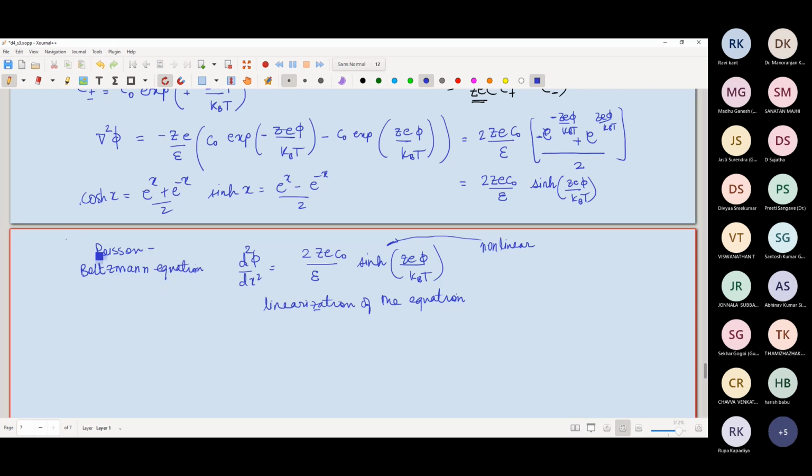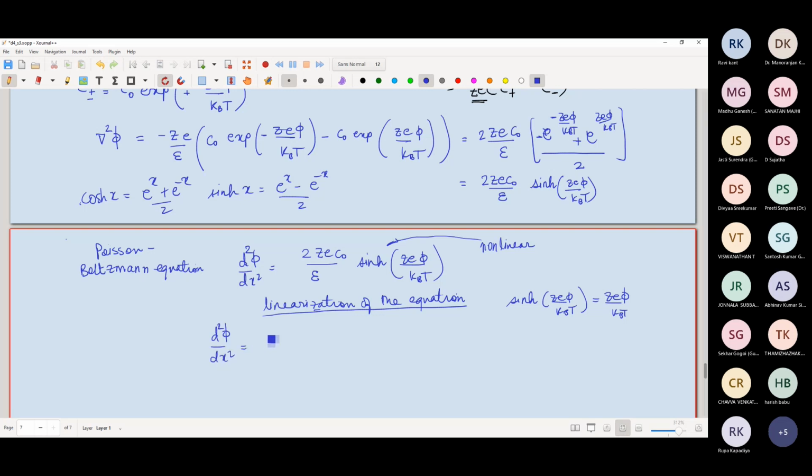So the Poisson Boltzmann equation is an equation which helps us to find out the distribution of potential in a medium in which there is a certain ion density. So after we linearize, let us linearize. Linearization means sinh of Zeφ over kBT is equal to Zeφ over kBT. This is what linearization means.